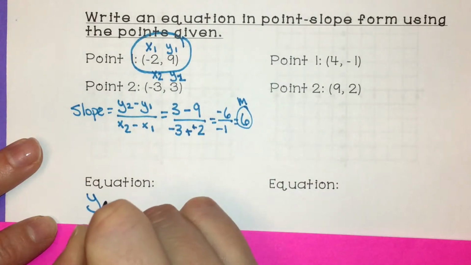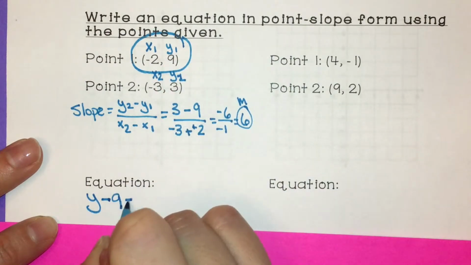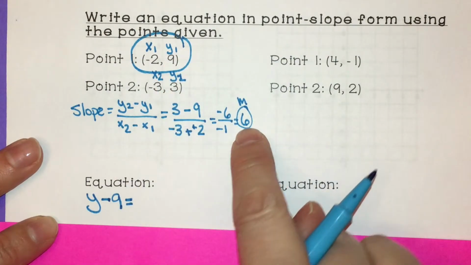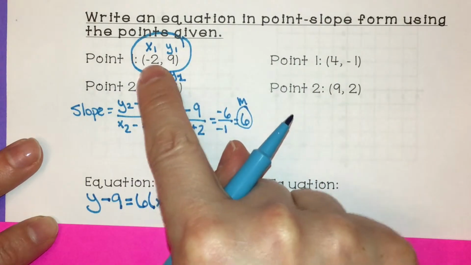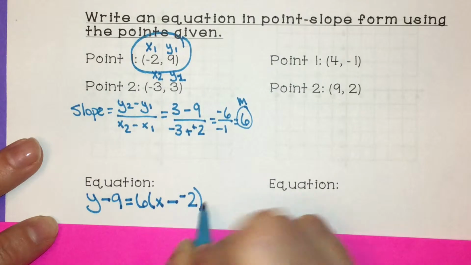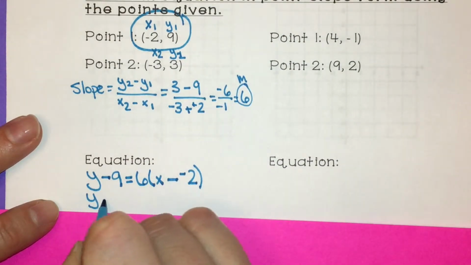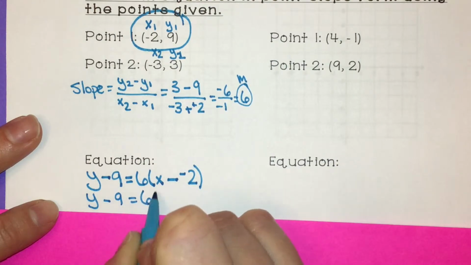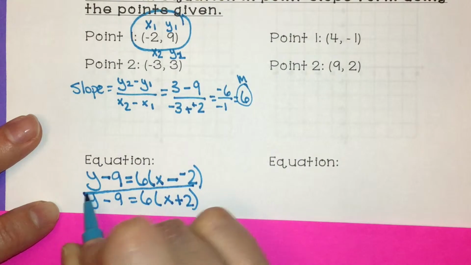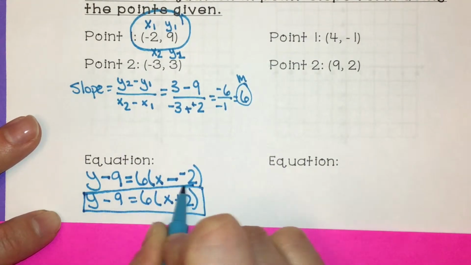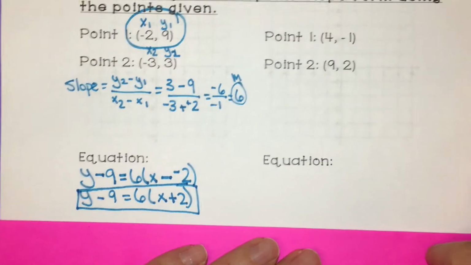So I have y minus y sub 1, which is 9, equals m, which is 6, times x minus x sub 1, which is negative 2. Right? I can reduce minus a negative to plus a positive. So I have y minus 9 equals 6 times x plus 2. And that's the only thing I simplify, is the signs. All right, let's try another one.